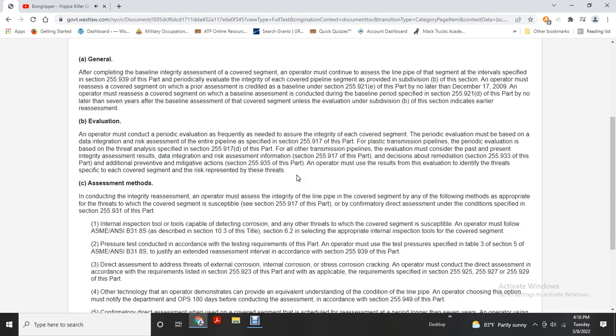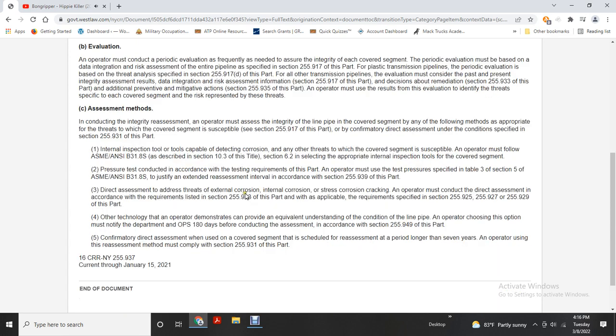The operator must use the result of the evaluation to identify the threats, and specify the covered segment of the risk presented with the threats. See assessment method. In conducting integrity reassessment, operator must assess the integrity of the line pipe covered segment.